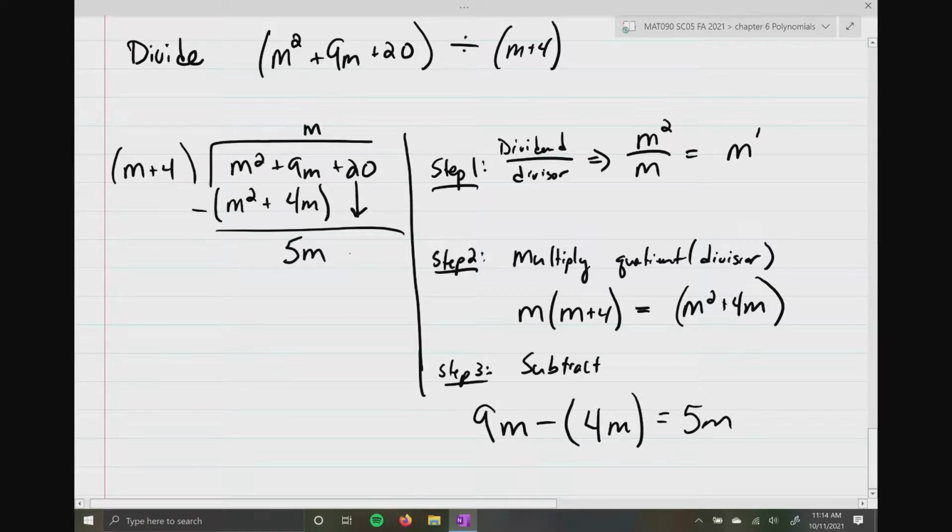Now, we drop down our next term. And the entire process does what? The entire process repeats.